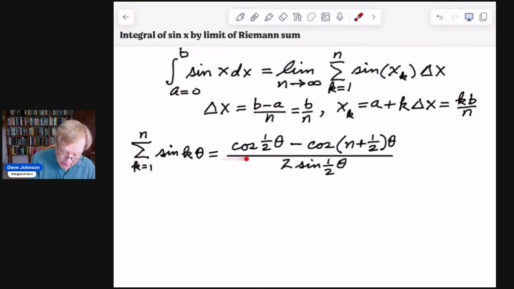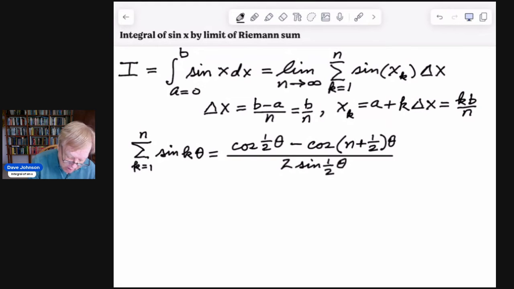Now I've written down here Lagrange's trigonometric identity for the sine series. Being able to sum this series is not difficult, but it takes a little bit of effort. And once you have it summed as a single expression like this, it makes it a lot easier to do this limit. So I always like to have a handle for my integrals.